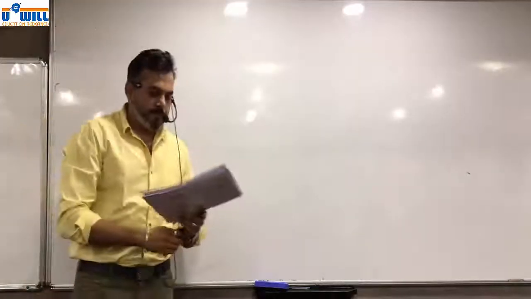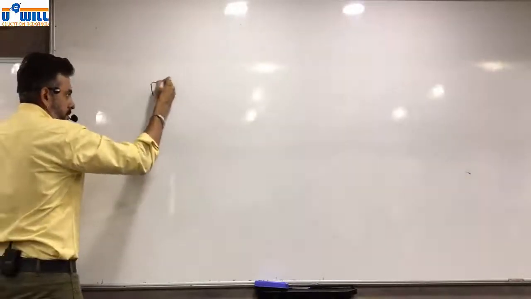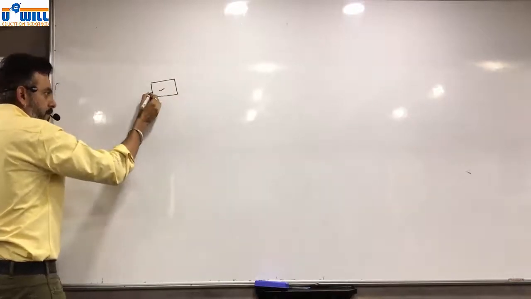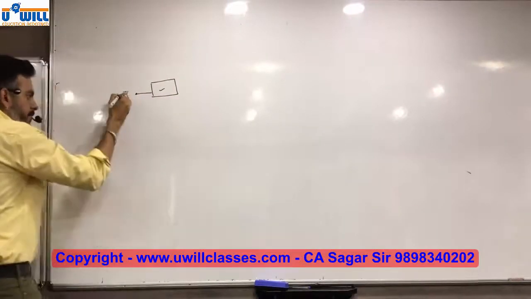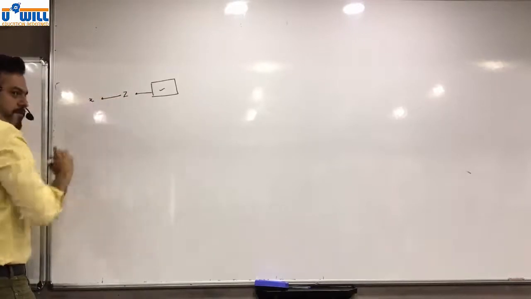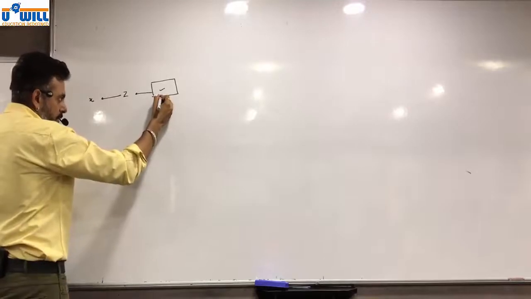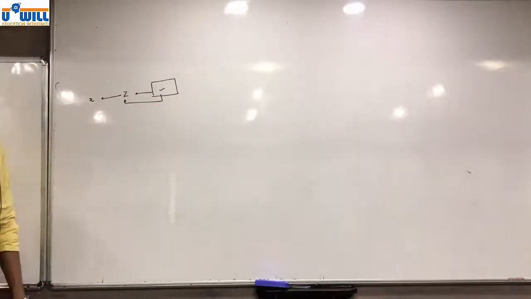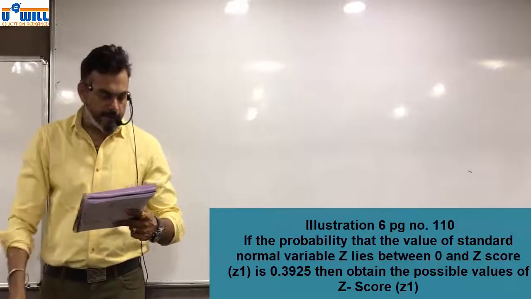Today we are going to learn sums where probability is given. From probability we find the value of z, and from z we find the value of x. The first type of sums we are going to see is from probability we are going to find the value of z. Now, page number 110, illustration 6.